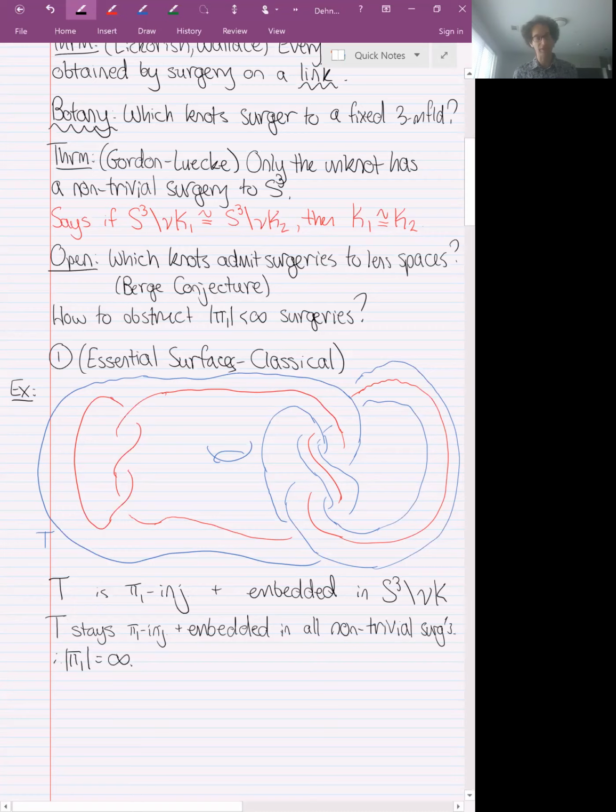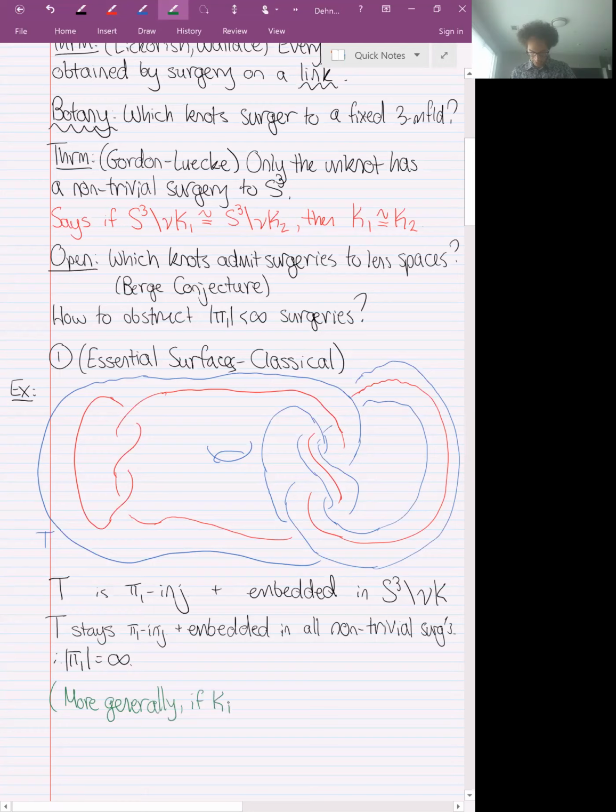So we've obstructed this knot from having a surgery to S3, or to the lens space, or to the Poincare homology sphere. So this is a powerful technique. And it's actually not that special to the square knot. This is true more generally.